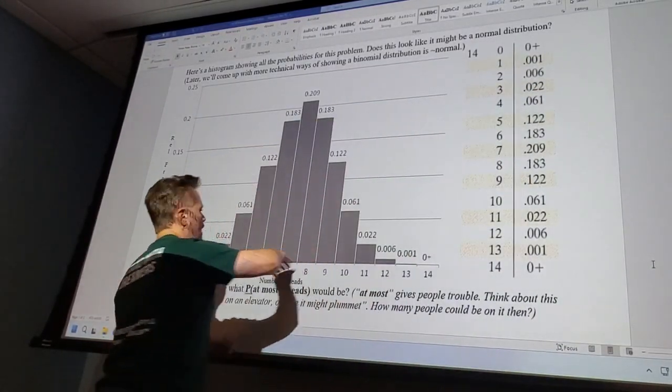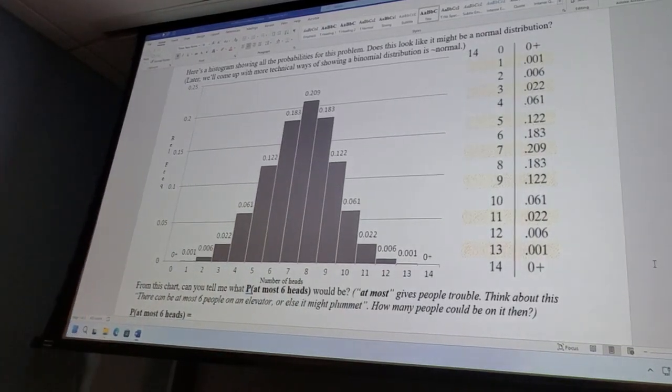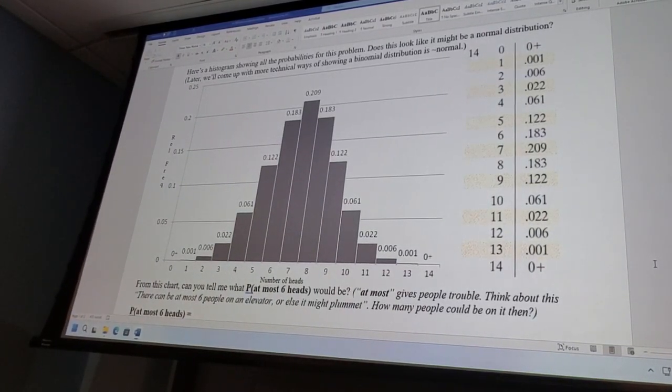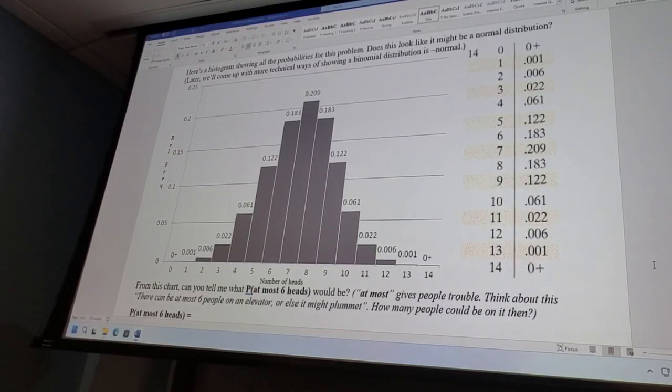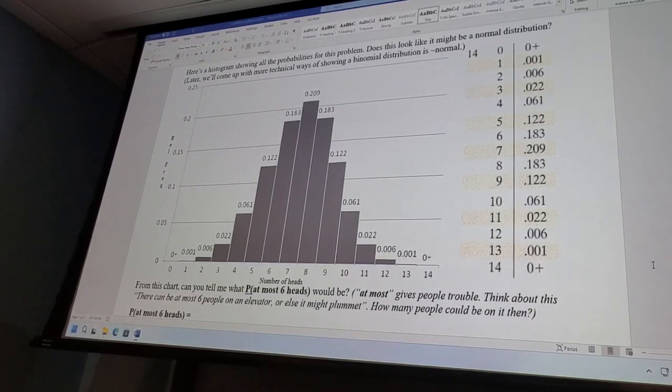Let me ask you this. Why was the mean 7? Because what's n? 14. And what's p if it's a fair coin, and I flip it? What's the probability of heads? 50%. Right? So half of 14 is 7. That's why the mean is that.